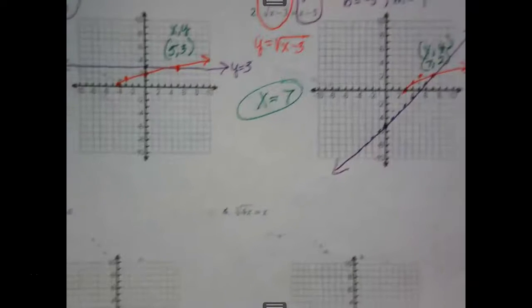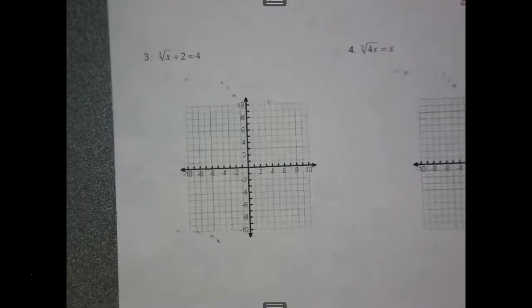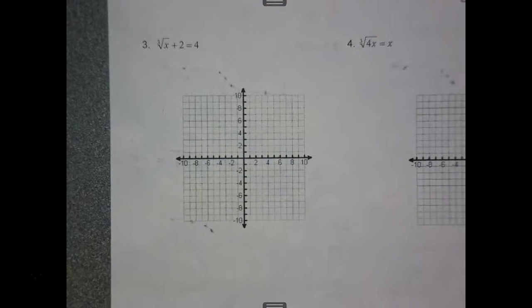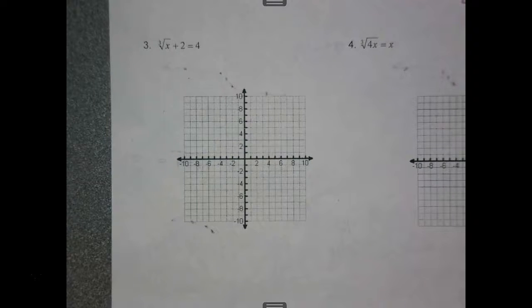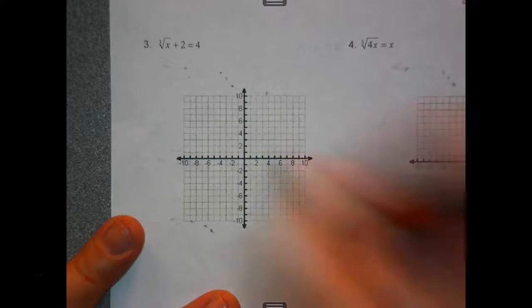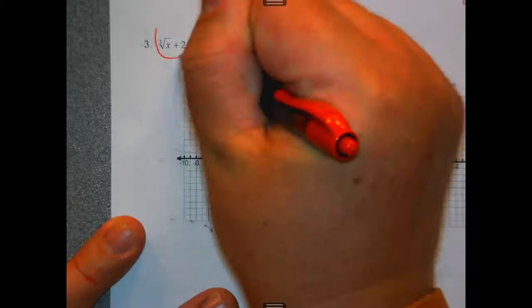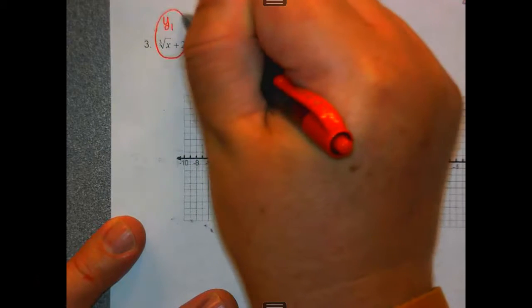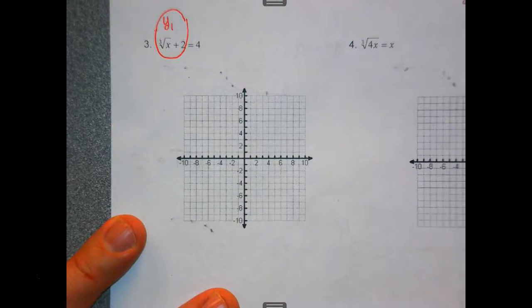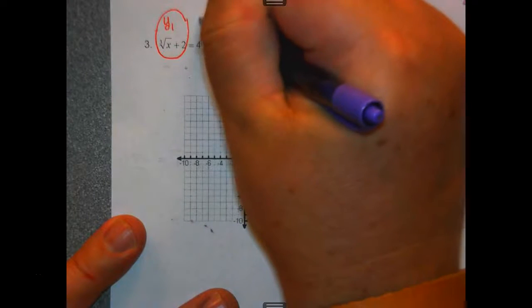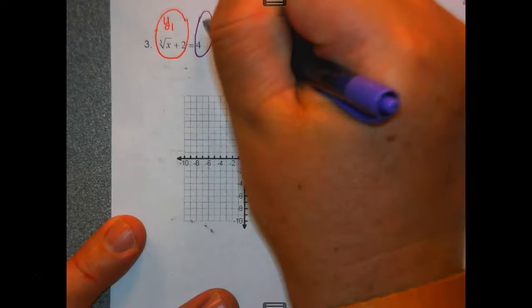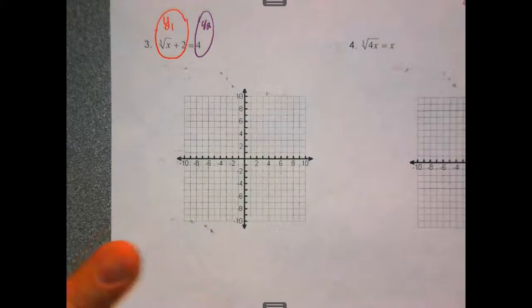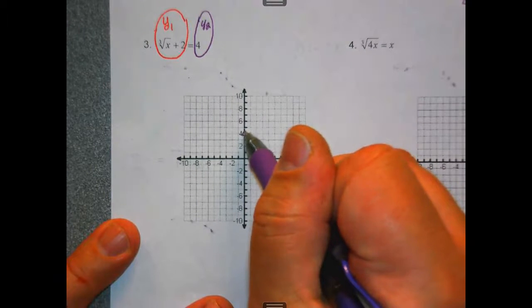Okay, number tres, or trace, as we say in Espanol. All right, my first function. Ooh, we have a cube root. This is going to be funner. And my y2. Ooh, y2 is easy. It's going to be a horizontal line at 4.